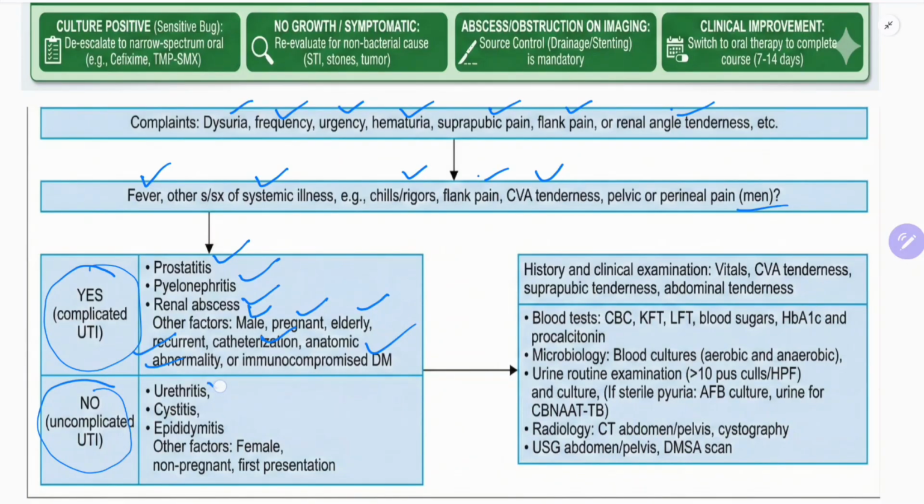All these things make the patient complicated. If these are not there, then it can be urethritis or cystitis. In urethritis, you will have discharge; in cystitis, burning micturition; also epididymitis. Other factors: if the patient is a non-pregnant female, it is low risk. First presentation is also low risk.